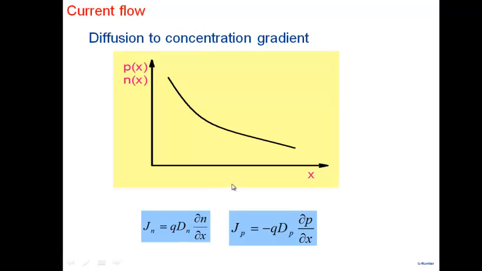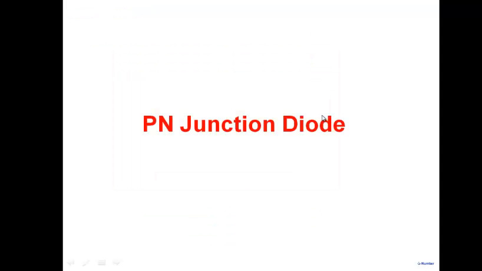So another source of current is diffusion. Keep that in mind. One source is drift, right? Because of electric field. And another one is because of concentration gradient. These two are important to understand the PN junction here. Okay, so let's come to PN junction now. With this background, let's start with it.